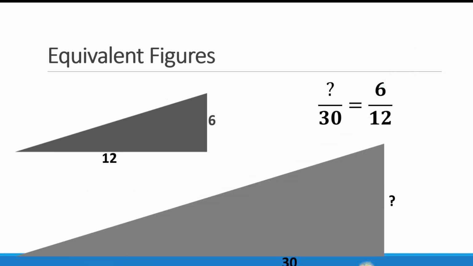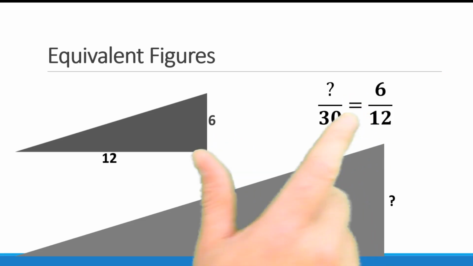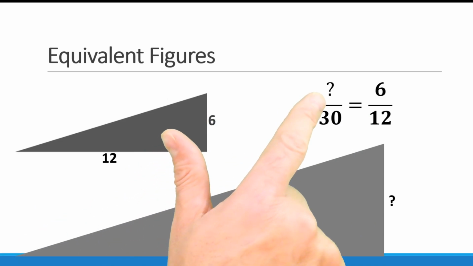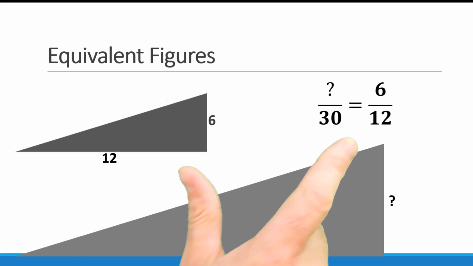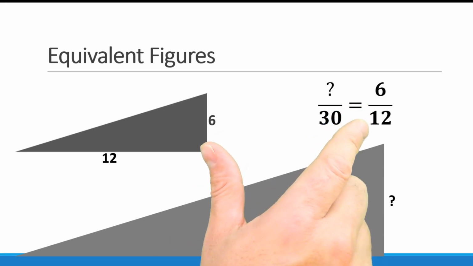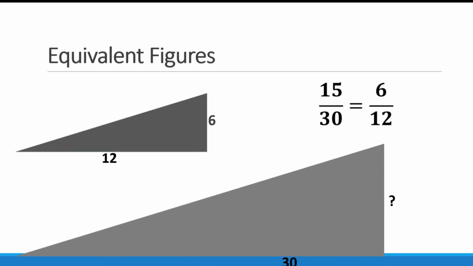In this case, I have a 6 to 12 ratio for the man, and I don't know the ratio to 30 for the flagpole's triangle. And so I can just simply cross multiply and divide, or in this case I would actually divide and then cross multiply. 6 divided by 12 is a half. A half times 30 is simply 15.